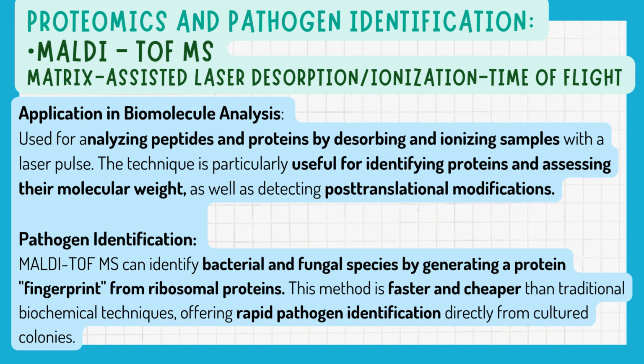And to connect this with the clinical lab, pathogen identification using MALDI-TOF can be used for bacterial and fungal species identification by generating a protein fingerprint from ribosomal proteins. The good thing is that this method is cheaper and faster compared to our biochemical techniques, and it can give rapid identification of the pathogen directly from cultured colonies. So those are the advantages of MALDI-TOF, guys, matrix assisted laser desorption ionization, time of flight.